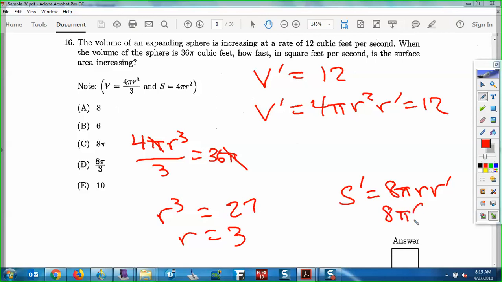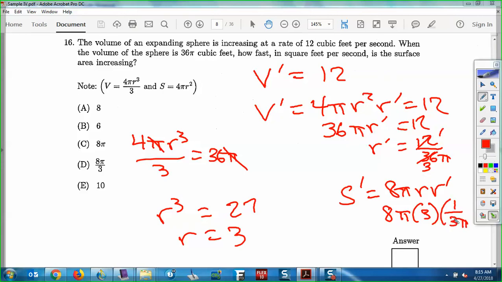So it looks like we could put the 3 then in here, and then we need r prime. And let's see, if r is 3, we can come over to this. 3 squared is 9, so it'd be 36 pi r prime equals 12. So r prime would be what? 12 over 36 pi, which would be 1 over 3 pi. I think I'm okay with that. So that cancels, okay. 8. Okay. r is 3, put that in there, use that other information to find r prime over there, and then things cancel nicely.